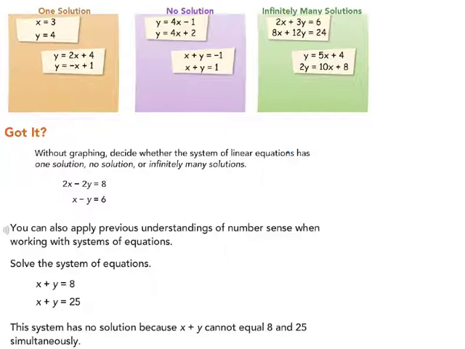Now let's take a look at the top equations. So I'm looking up here at 2x plus 3y equals 6 and 8x plus 12y equals 24. This one will require a bit more work. So I'm going to start by getting the y by itself on the top equation. So 2x plus 3y equals 6. I'm going to subtract 2x from each side.